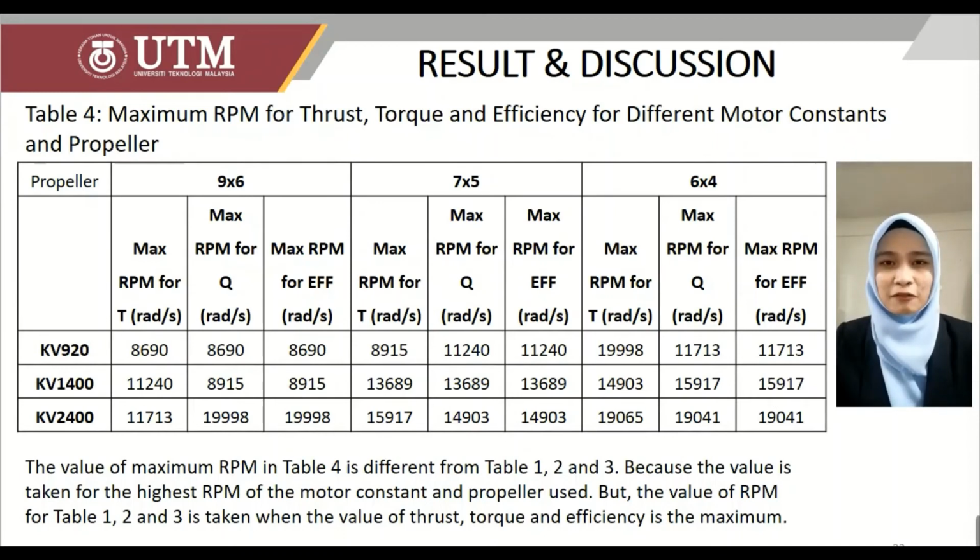Next is table 4, which is the maximum RPM for thrust, torque, and efficiency for different motor constants and propellers. The value of maximum RPM in table 4 is different from tables 1, 2, and 3 because the value is taken at the highest RPM of the motor constant and propeller used. But the value of RPM in tables 1, 2, and 3 is taken when the values of thrust, torque, and efficiency are maximum.